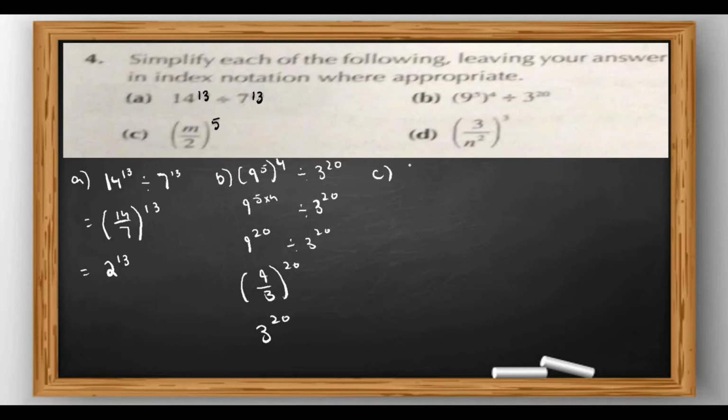Moving on to part C. Part C is m upon 2 raised to power 5.